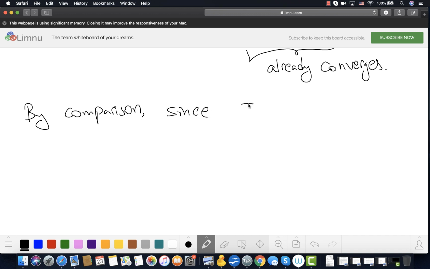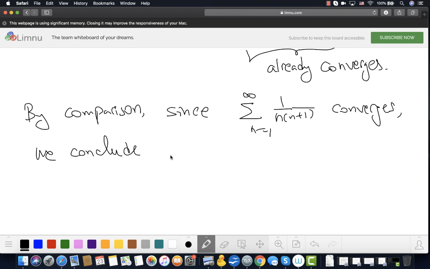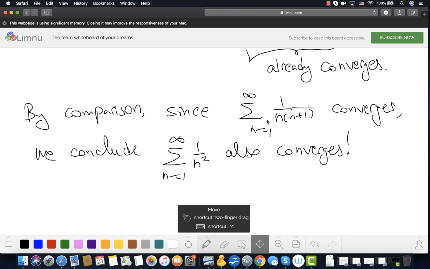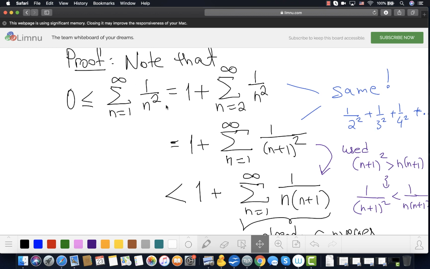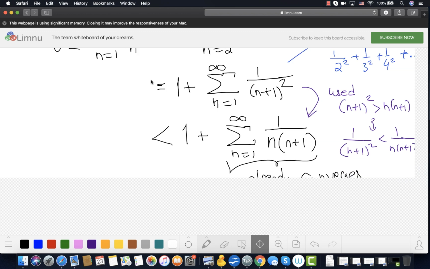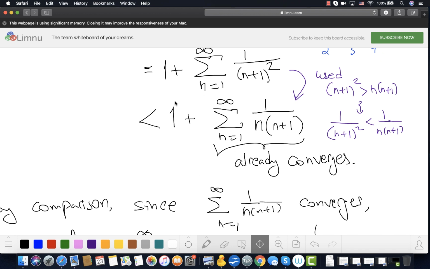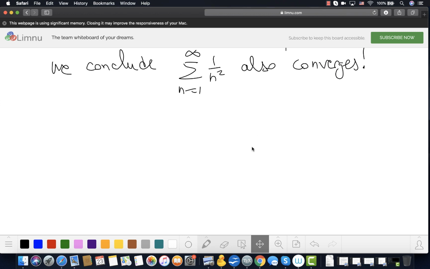since the sum of 1 over n times (n plus 1), n goes from 1 to infinity, converges, as we have shown before using the idea of telescoping sums, we conclude that the sum of 1 over n squared, where n goes from 1 to infinity, also converges. Once again, that's because we showed that the series we're interested in has positive terms and is less than some other series that converges. Great.